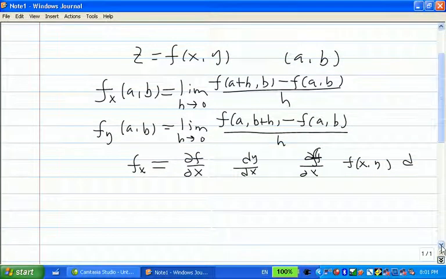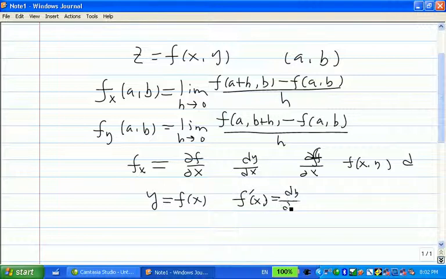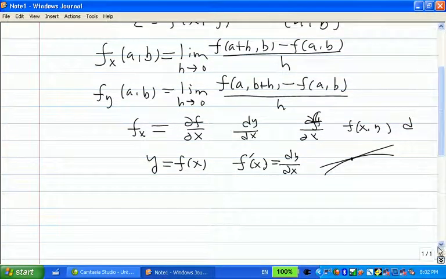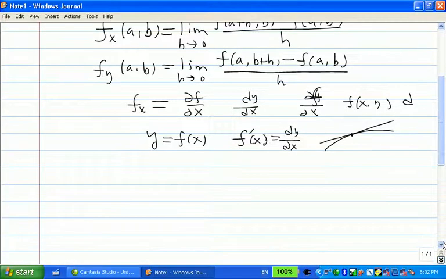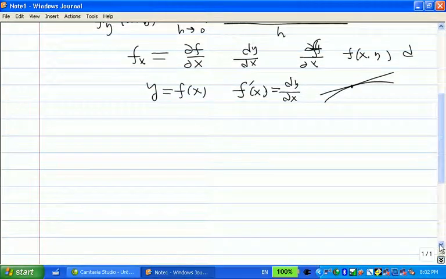Now, as we know, for a function of a single variable, f prime of x, which we also write as dy/dx, y equals f(x) gives you a curve, and its derivative gives you the slope of the tangent to that curve. How about the meaning of the partial derivative? Let's look at that.